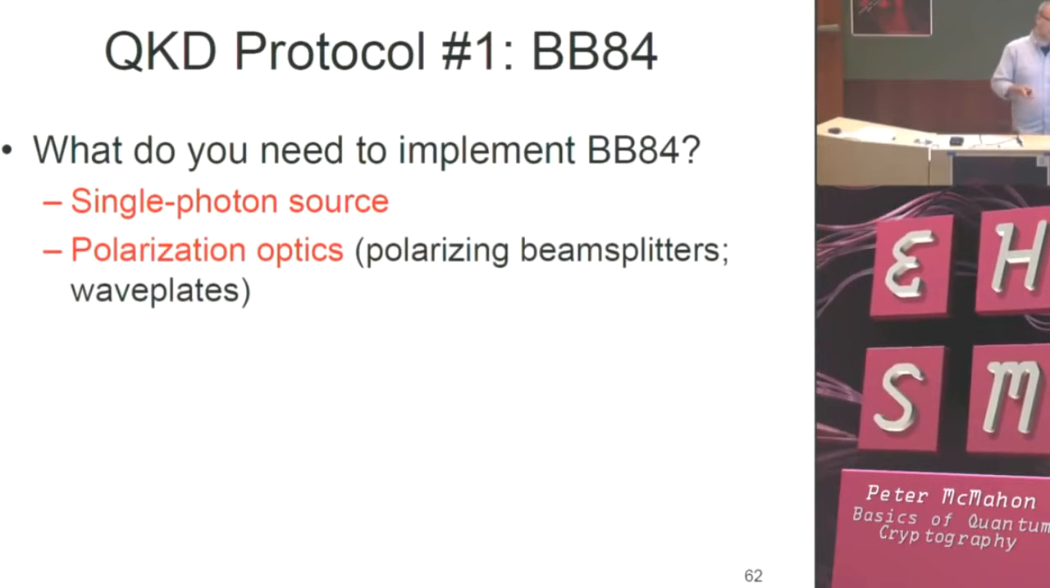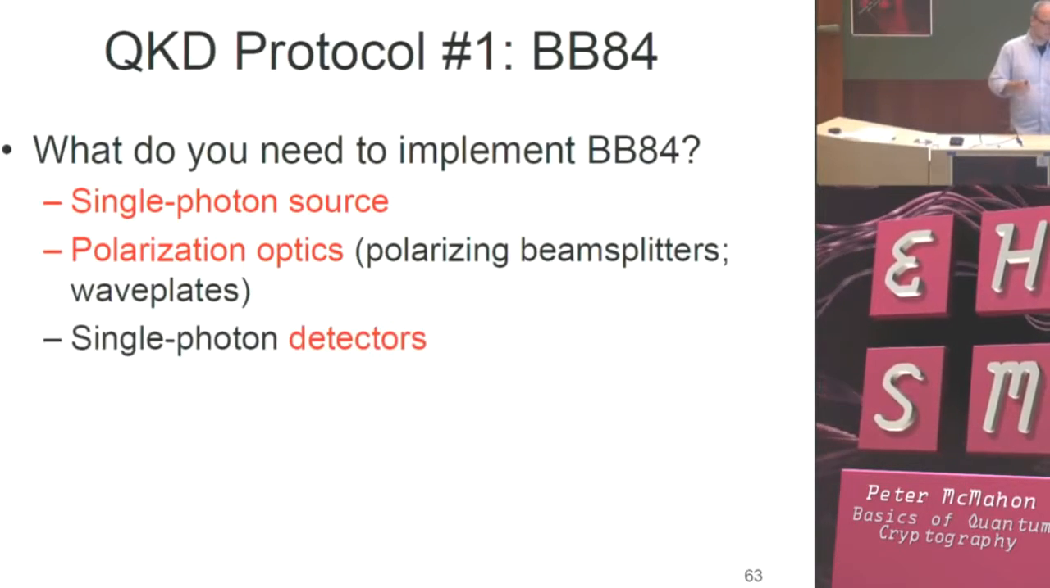You need polarization optics, so nothing too fancy there. You need to be able to polarize your photons. You need to have some wave plates to rotate the polarizations, so that you can do either the linear basis or the 45-degree basis. And then you need some single photon detectors.